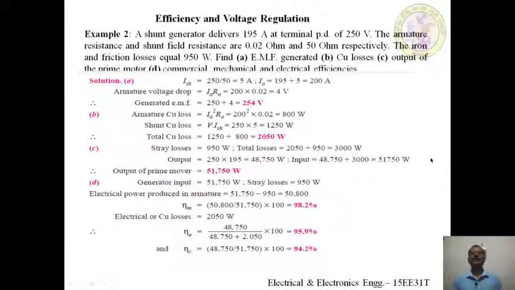Next. A shunt generator delivers 195 ampere at a terminal potential difference of 250 volt. The armature resistance and shunt field resistance are 0.02 ohm and 50 ohm respectively. The iron and friction losses equal 950 watt. Find the EMF generated, copper losses, output of the prime mover, and the commercial, mechanical and electrical efficiencies. This problem covers almost everything you have studied previously.